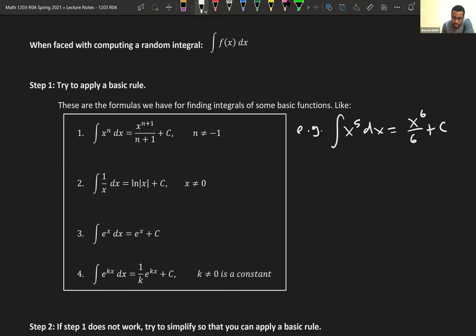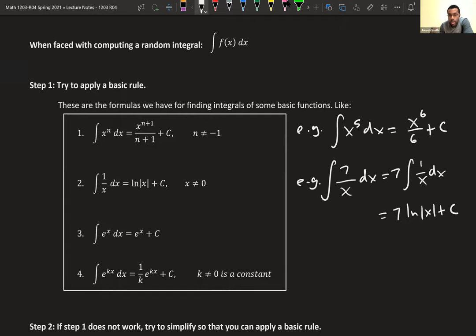Or you can have something like the integral of seven over x. You just realize that that is just seven times the integral of one over x. That's just ln of the absolute value of x, right? So you can have things that look just like these rules. So here you have rule one applying to this guy, and rule two applying to that guy.